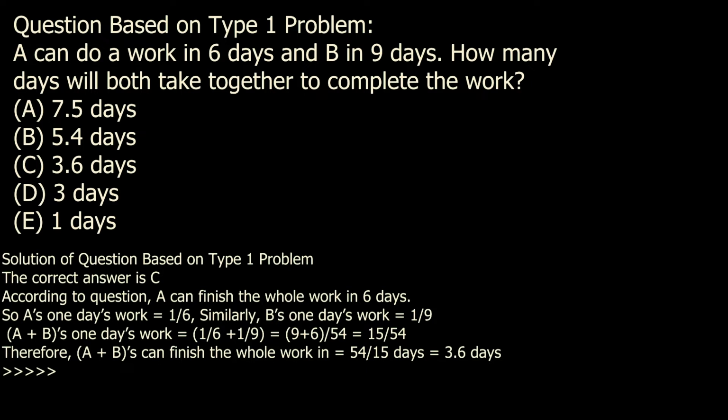1 upon 9. So we'll find out A and B's 1 day work, which will be 1 upon 6 plus 1 upon 9. When we solve this, we'll take the LCM, which will come 54, and in the numerator 9 plus 6, so it will come 15 upon 54. So therefore we can write that A and B can finish the whole work in 54 upon 15 days, which is 3.6 days.